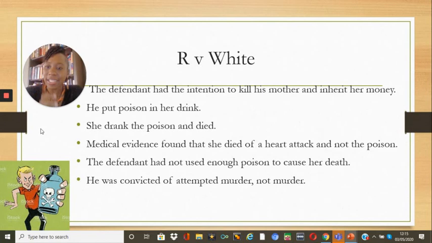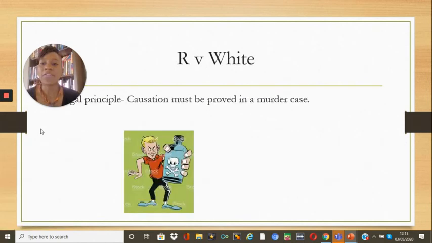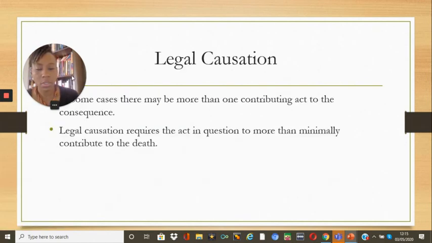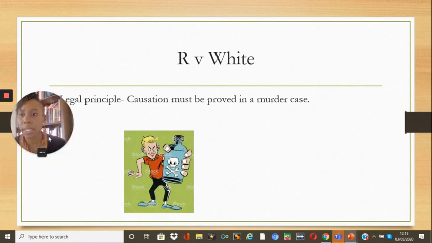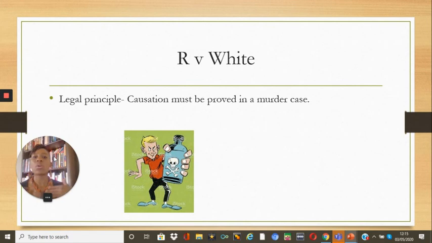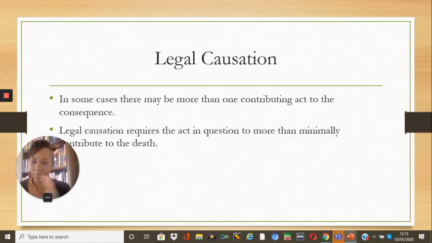Why is that? Because it wasn't demonstrable that his actions of putting the poison in the drink caused her death. So factual causation wasn't demonstrated. And from there we get this legal principle that causation must be proved in a murder case. Must be proved. And in R v White, it wasn't proved.